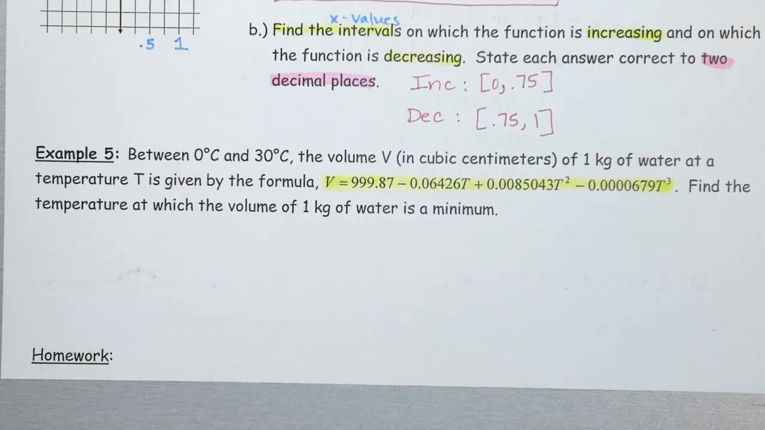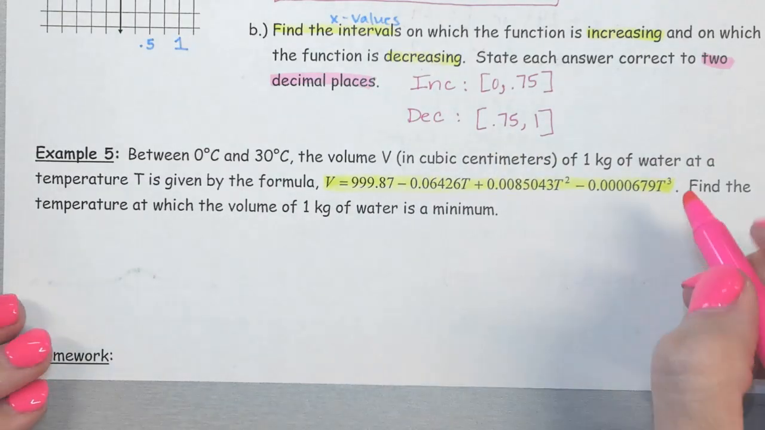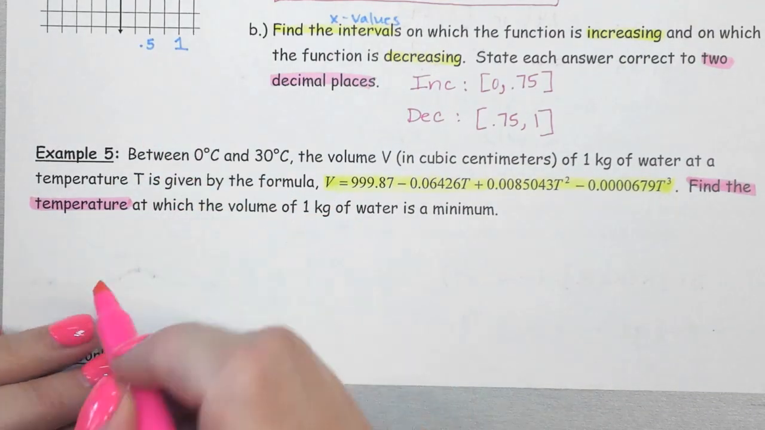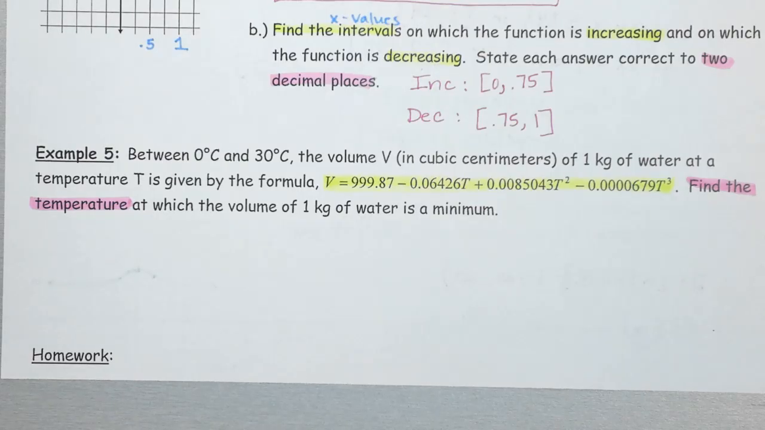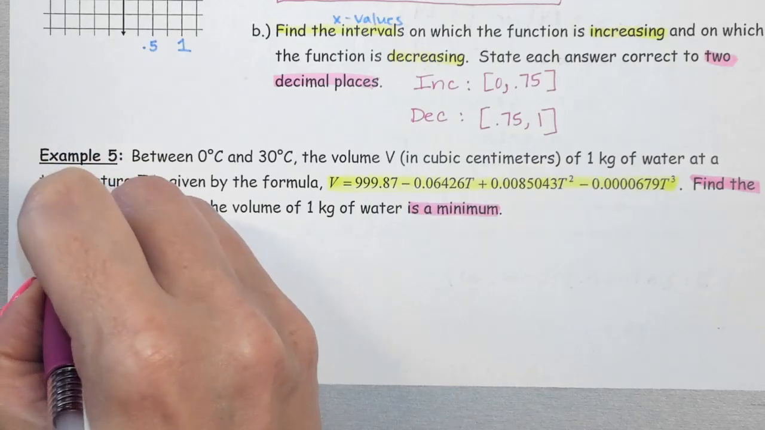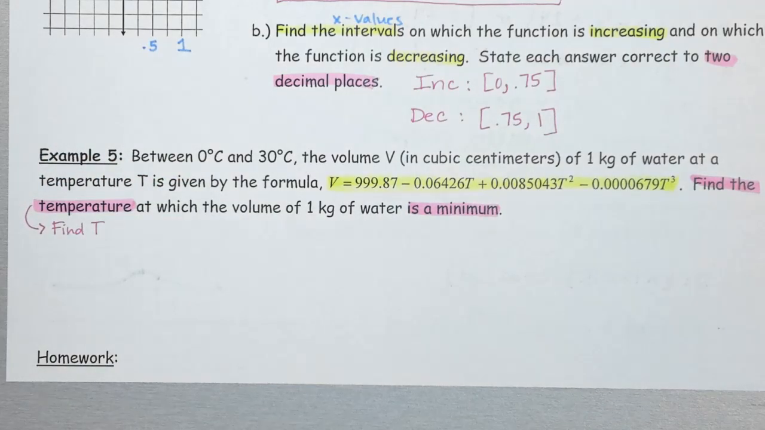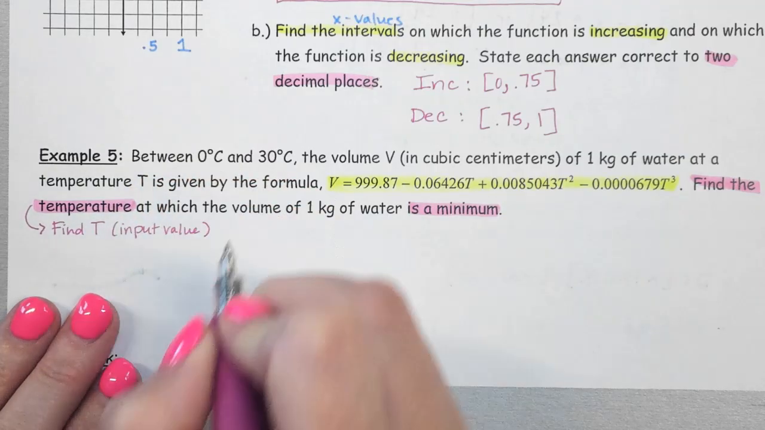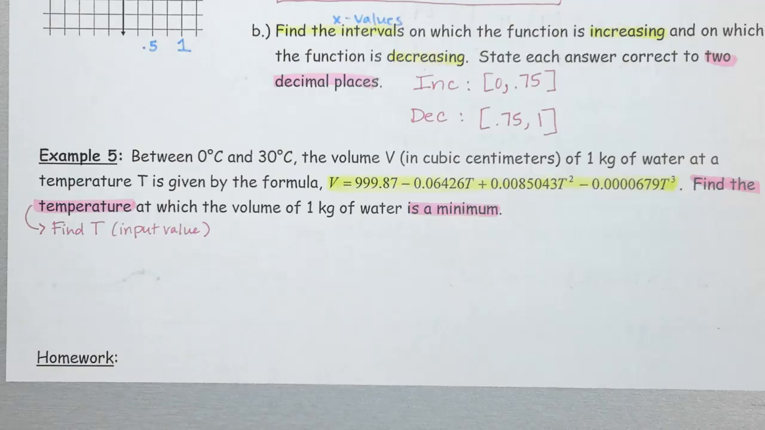And then what we have to do is find the temperature at which the volume of 1 kilogram of water is at a minimum. So when it says find the temperature, you have to find the value of T. And if you look at your equation, T is the input. So when we find it, that means we have to find the input value, which is the same as the X value when you're using your calculator.